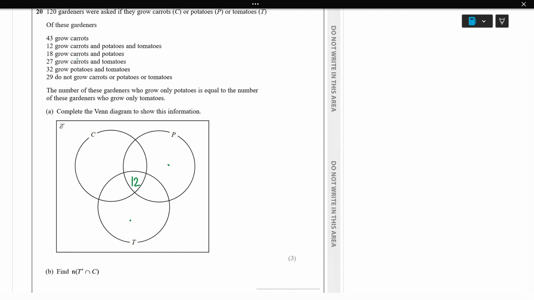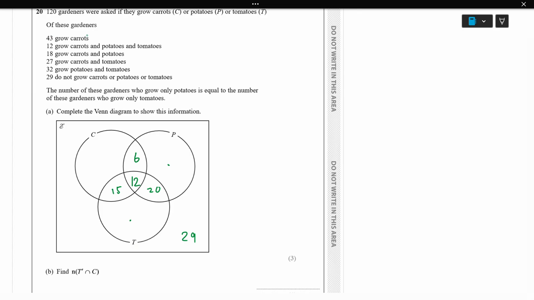Next, 18 grow carrots and potatoes. Carrots and potatoes is 18, and 12 is already here, so this is going to be 6. Next, 27 grow carrots and tomatoes. 12 is already here, so here is going to be 15. Together it is 27. Next, potatoes and tomatoes is 32, and 12 is here, so here is going to be 20. Then 29 do not grow anything, so 29 should be outside.